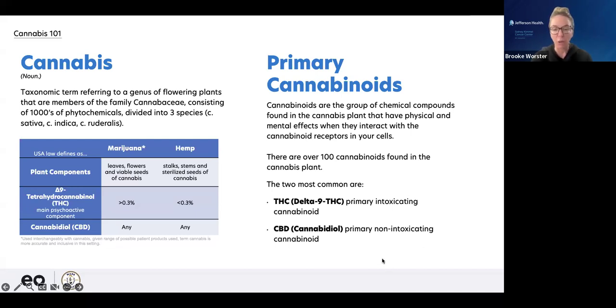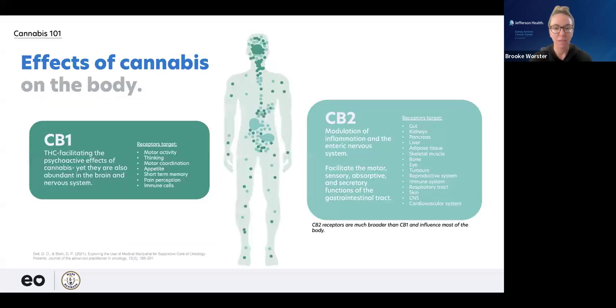The two other parts to know about the cannabis plant, there are thousands of what we call phytocannabinoids, or plant-based molecules or chemicals found in the plant. The two that you hear the most about are THC, right? That's the primary intoxicating one, or the one that gets you high, and CBD, and that is primarily non-intoxicating. Both of them kind of respond to or work at the same receptors in your body, but the difference is about that sensation that we all sort of associate with cannabis, whether you're getting high or not. Next slide, please. Thank you.